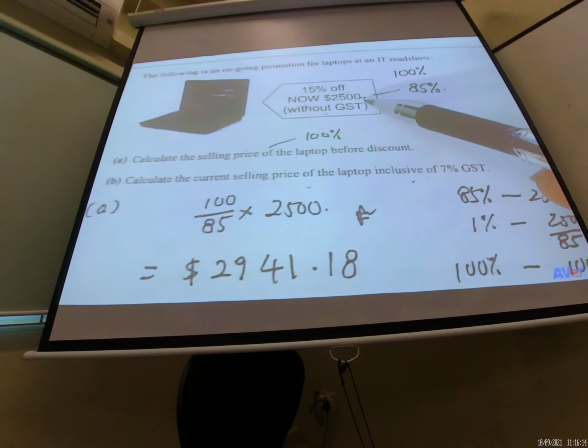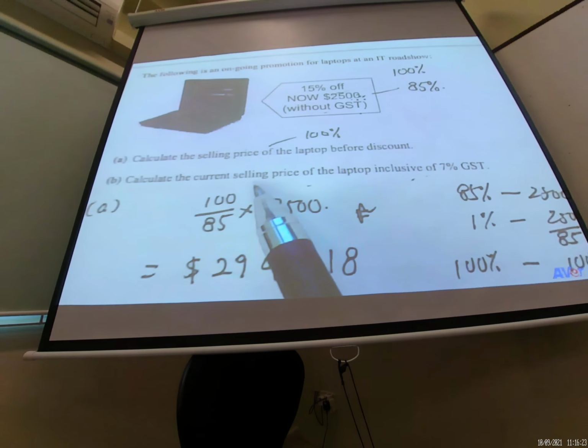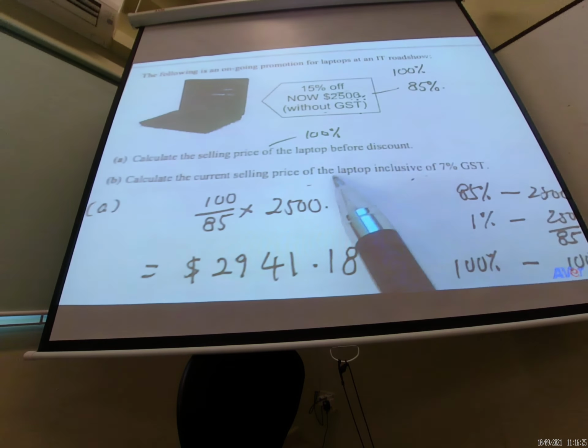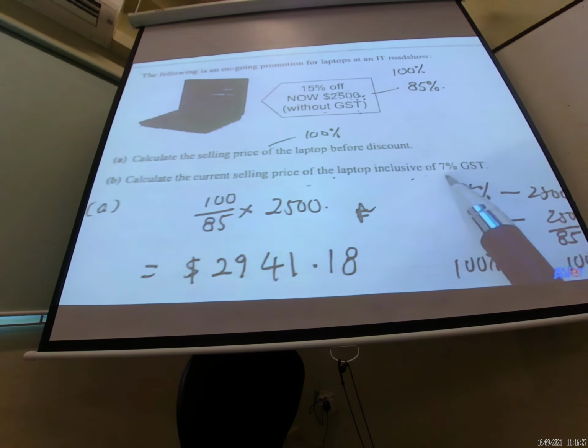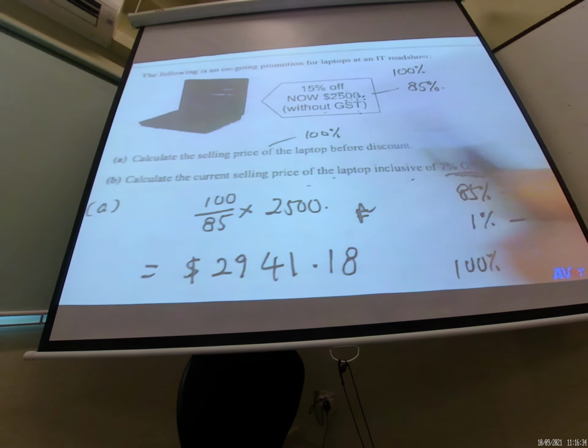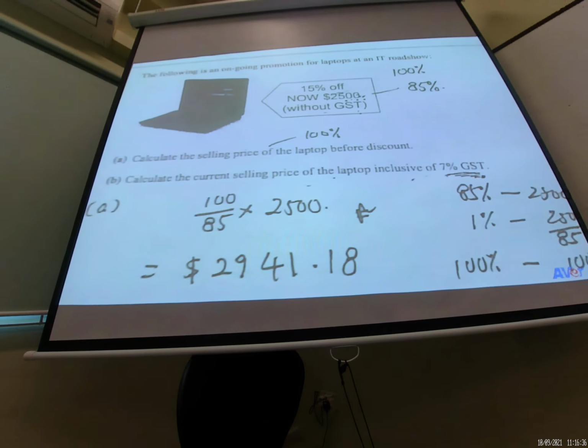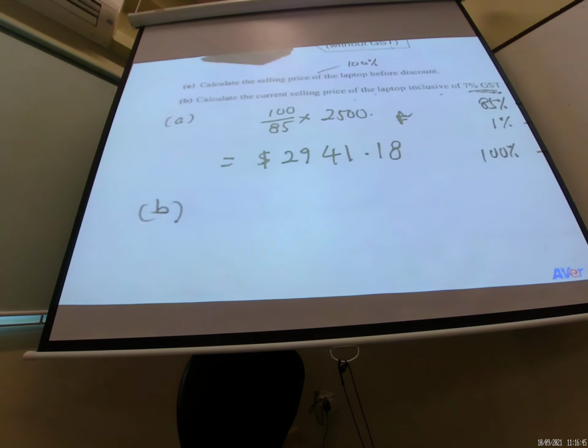Price is $2,500 before GST. So this 2,500 is the selling price, the current selling price. And this current selling price hasn't added GST. GST is charged based on your selling price. So this selling price now, 2,500, must be considered to be the 100% of the entire selling price, because we are now selling it at $2,500.